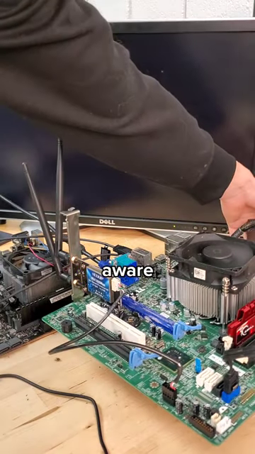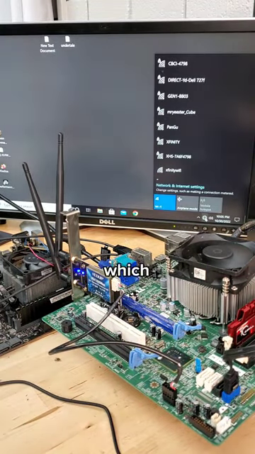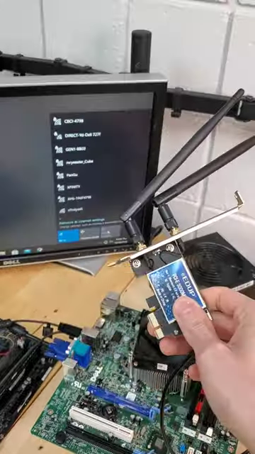Turns out for the motherboard to be aware of its existence, you do need to reset the computer, after which it works. Assuming, of course, you don't unplug the Wi-Fi card before you connect.